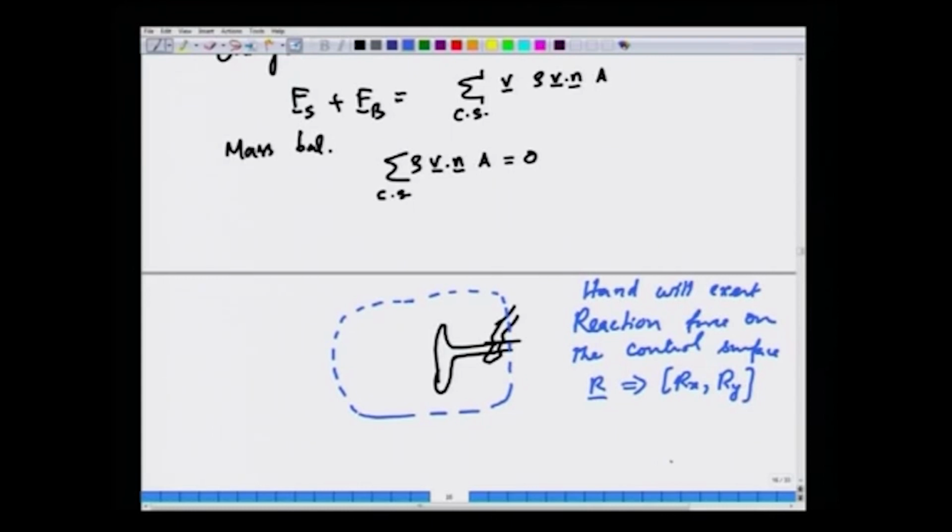Now, the question that was asked to us to compute is the force that is exerted by the CV on your hand, which is exactly equal and opposite to the reaction force exerted by the hand on the CV, by Newton's third law of motion. So, what we have to compute eventually is R x and R y, and the negative of that will be the force exerted by the CV on your hand, because they are just equal and opposite.